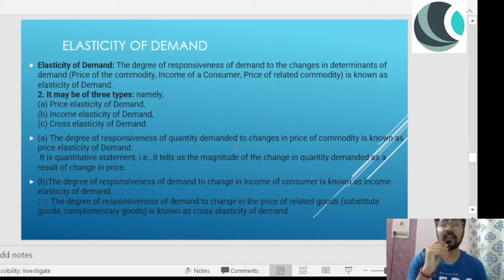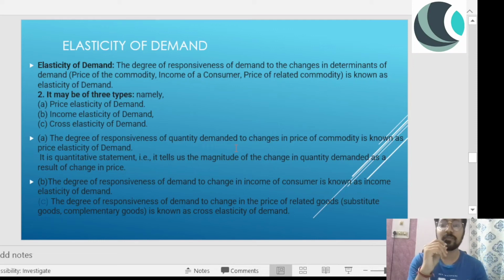So elasticity basically means the degree of responsiveness of demand to the changes in determinants of demand, such as the price of a commodity, income of a consumer, or price of a related commodity, such as a substitute or a complementary good. So degree of responsiveness, how much there is change.